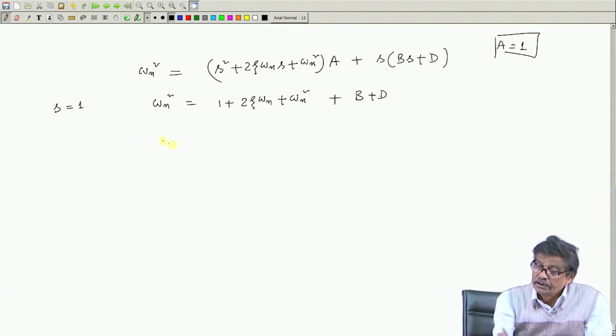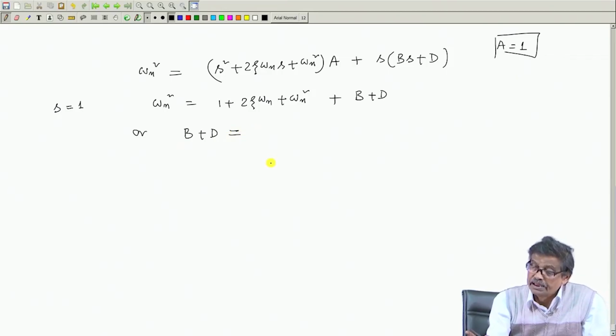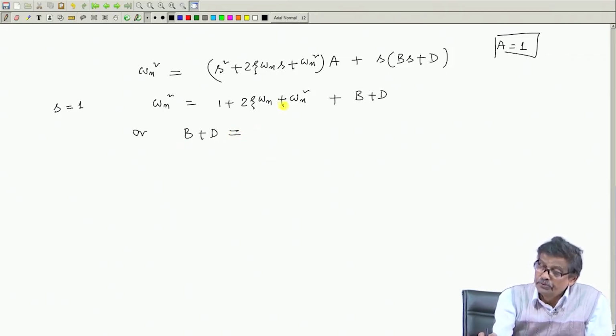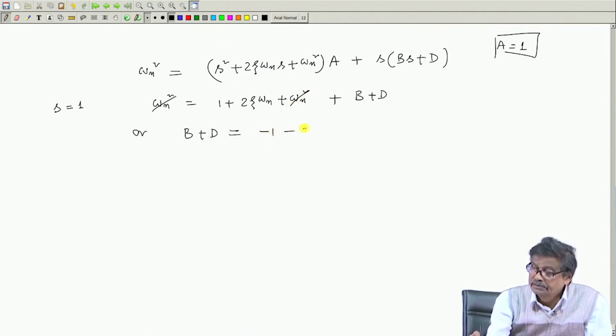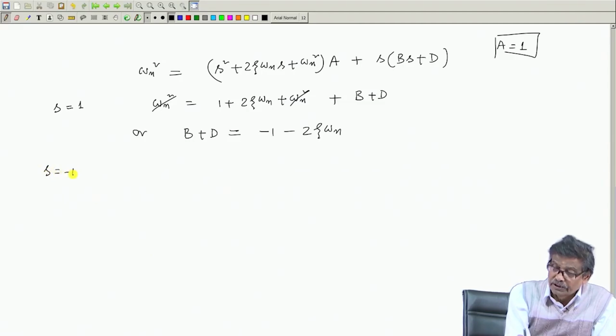That is what I will get, or I will get B plus D. Two equations I have to form involving B and D. If you bring it to that side, B plus D omega n square goes. So, it will be minus 1 minus 2 zeta omega n. This is one equation. Then put S equal to minus 1.